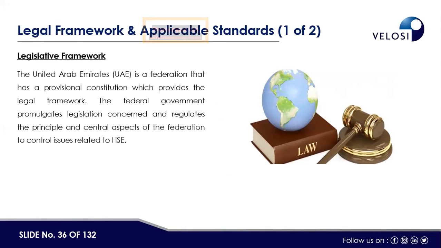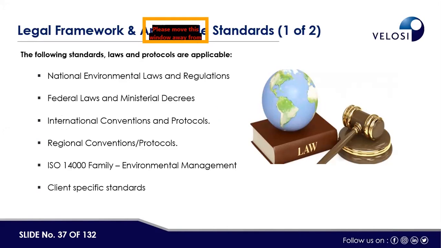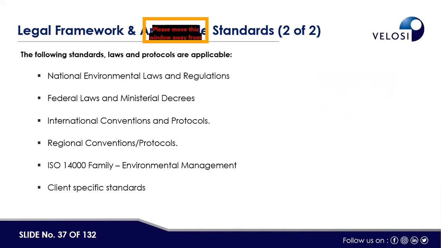The United Arab Emirates is a federation that has a provisional constitution which provides the legal framework. The federal government promulgates legislation concerned and regulates the principal and central aspects of the federation to control issues related to the HSE. There are some national level laws, and sometimes it is basically the requirement of the company as well. Client specific standards are also there, national environmental laws and regulations, federal laws and ministerial decrees. Then there are some international conventions and protocols that we need to follow, and then the regional conventions and protocols and the ISO 14000 family of environmental management. So these are basically the legal framework.